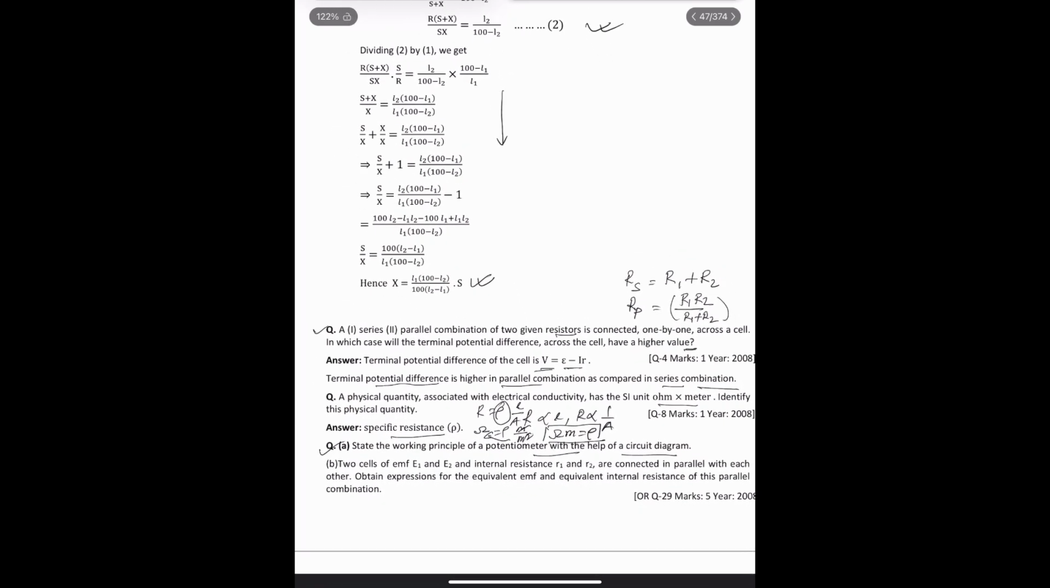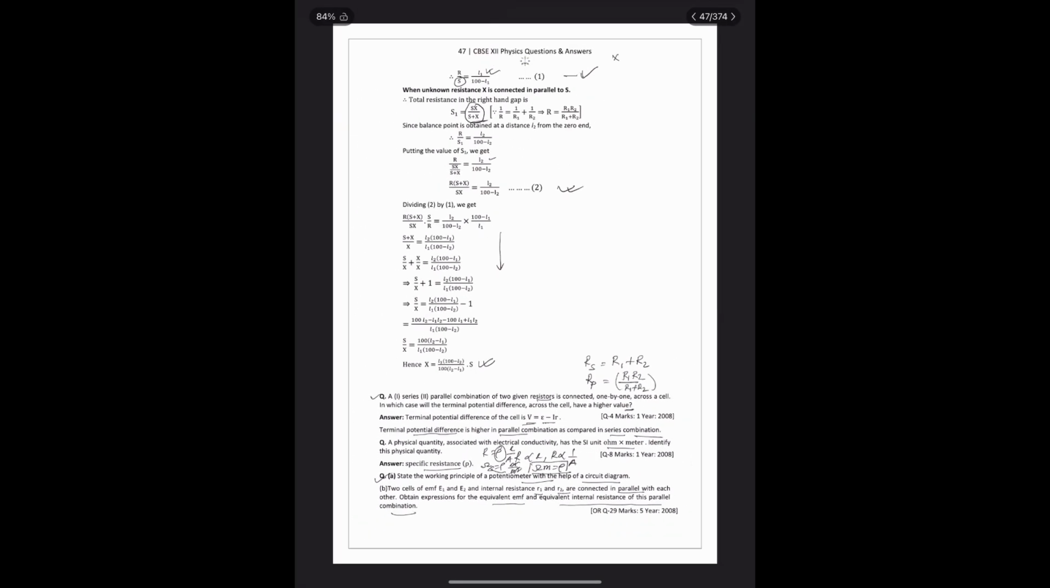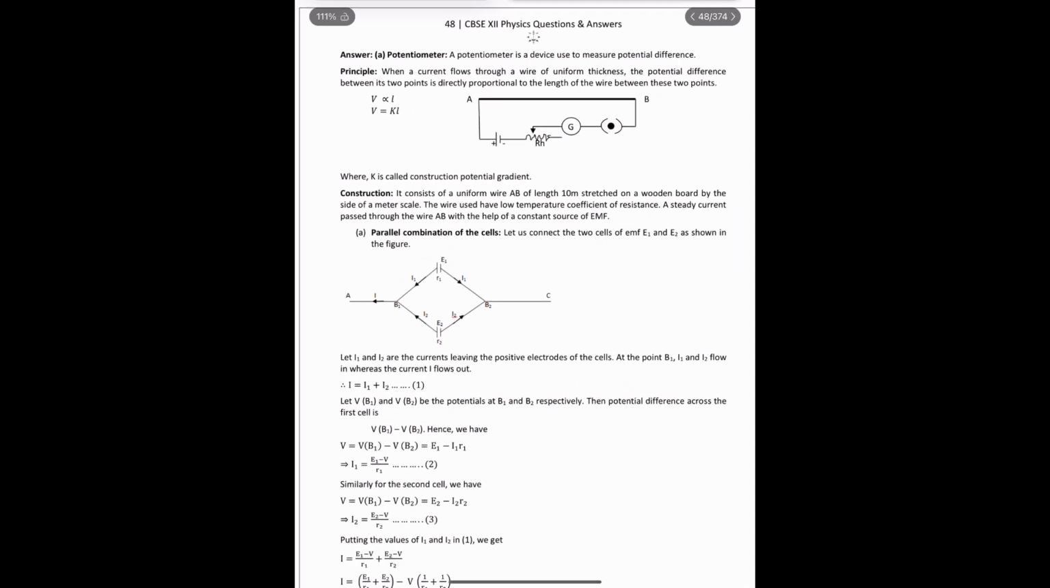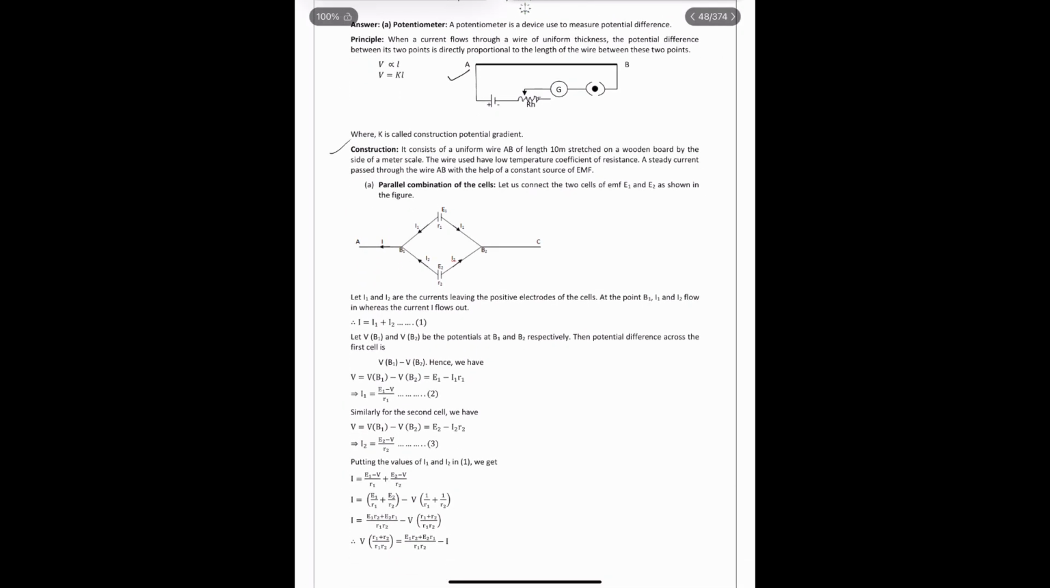Two cells E1, E2 with internal resistances R1, R2 are connected in parallel with each other. Obtain expressions for equivalent EMF and equivalent internal resistance of the parallel combination. This is a 5 marks question. Let us see. This is how the circuit is. We know the potentiometer circuit construction, everything is explained here, so you can take a screenshot of it. This is a repeat question.